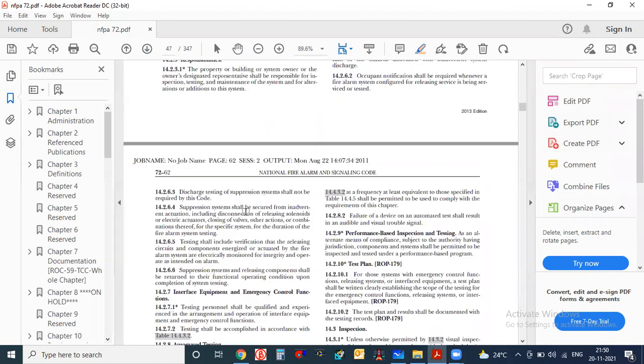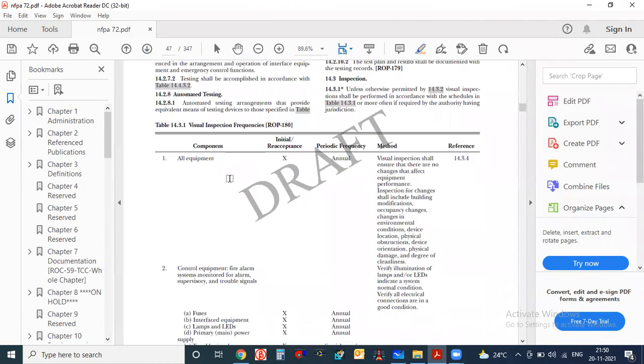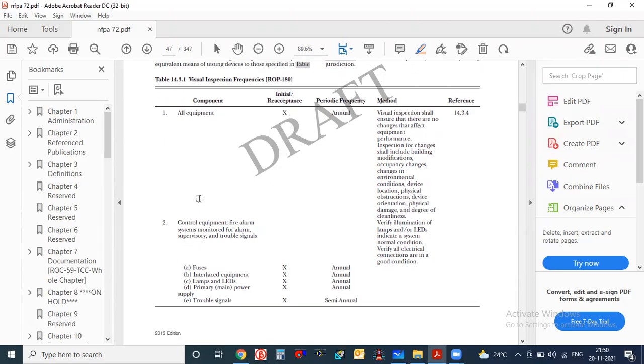I think so. Here, see here. I think this is the table we use if you want to know the maintenance of the fire alarm system. Here it is given the periodic frequency, what is the method, and what is the reference, initial reactivation. And here you can find each and every component related with the fire alarm system.